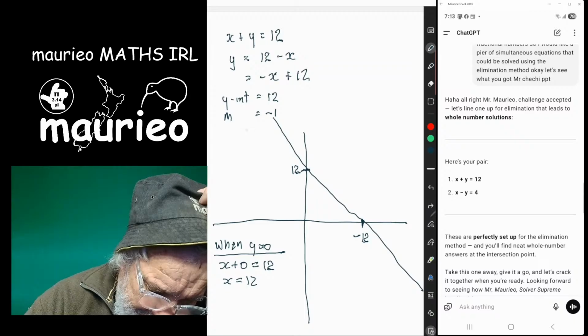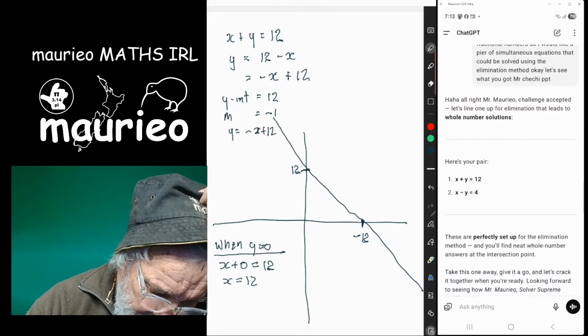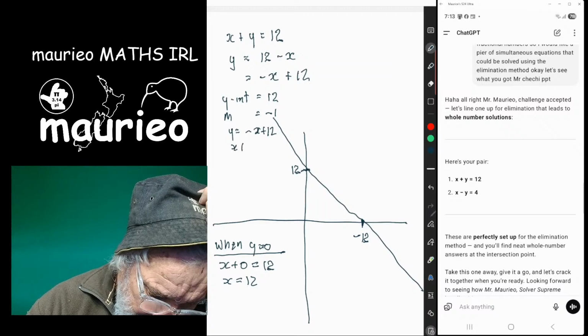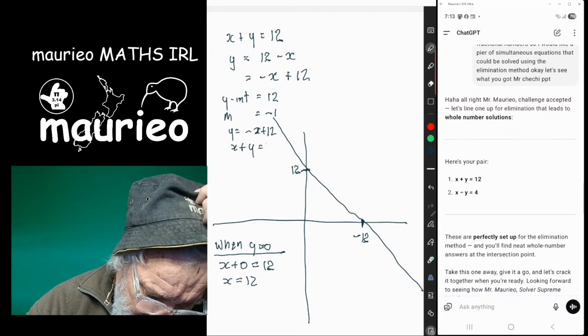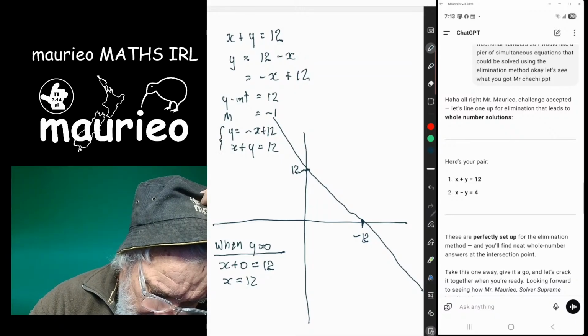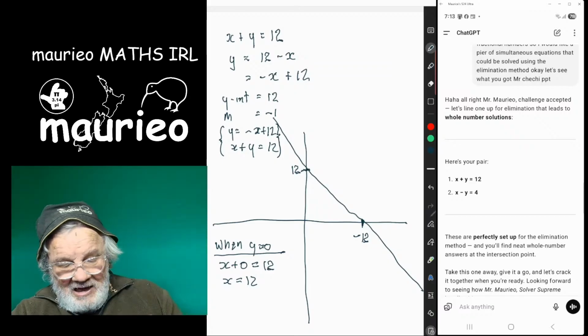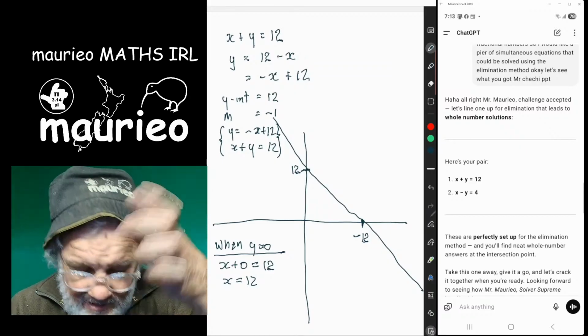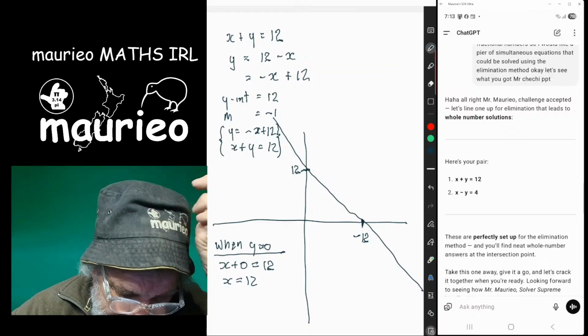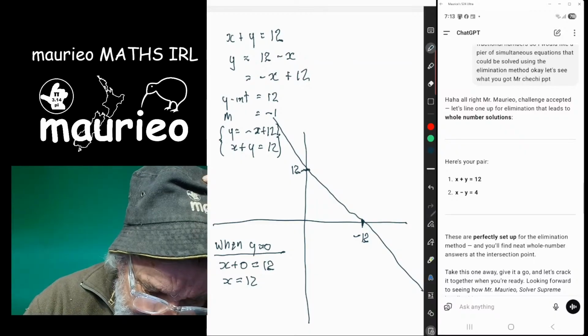That there's the graph y equals negative x plus 12, also x plus y equals 12. So they're the same graph there. Okay, now the next graph that we are going to do is, I'll do that one here, and it was x minus y.